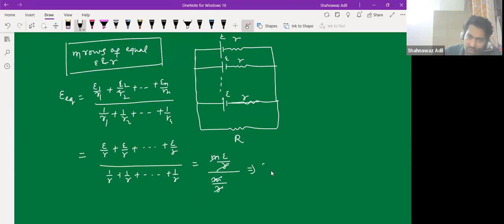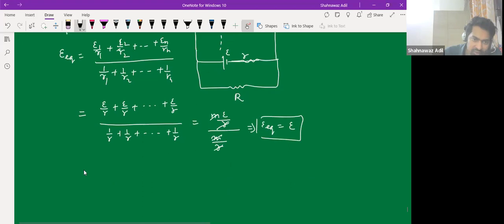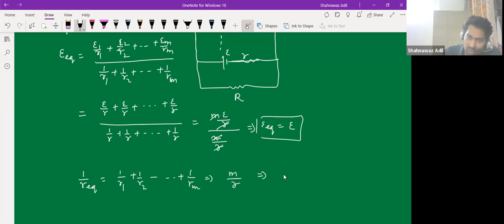So E equivalent for the case of parallel combination, and 1 by R equivalent, that would be 1 by R1 plus 1 by R2 plus 1 by Rm. So this is M. Right, so this would be M by R, right? So R equivalent, that would be R by M.